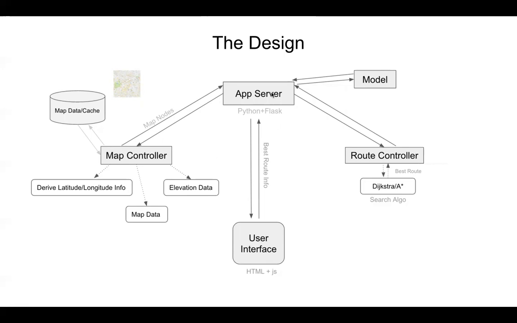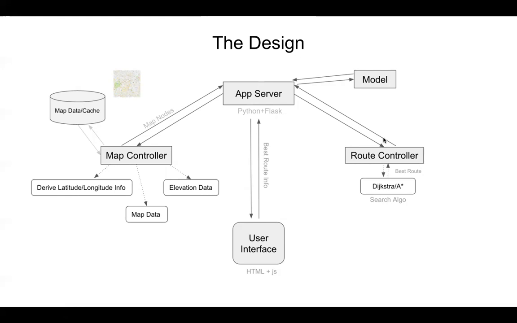So the app server, which uses Python and Flask, receives this request. This then invokes the map controller, which derives the latitude and longitude information, the map data and the elevation data using the map DB. So this will be used by the actual routing algorithm for the required optimization.